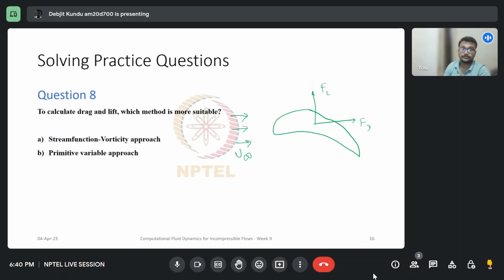So in order to do that, which method is more suitable? Is it stream function vorticity approach or is it primitive variable approach? So let's have a look at the solution.